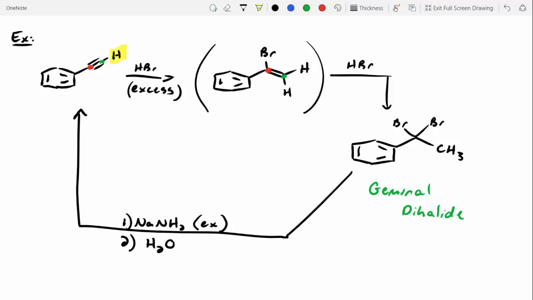If you use that base, wouldn't it produce the Zaitsev product? And don't we want to make it the Hofmann product to get back to that exact alkyne? In this case, is there a Zaitsev or Hofmann difference? We only have one set of beta protons. So we only have one potential alkyne product. So we can't say that we're going to get Zaitsev or Hofmann here. Yeah.